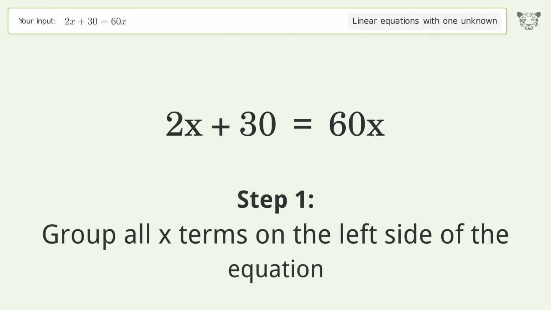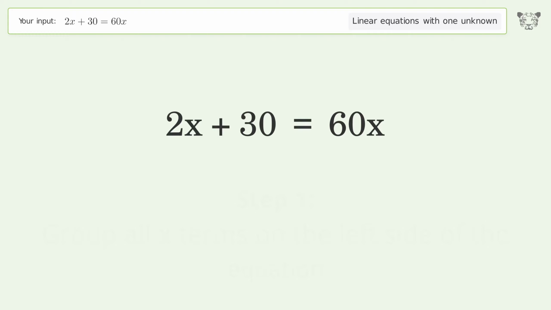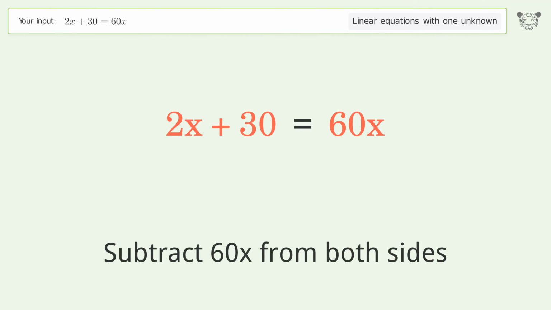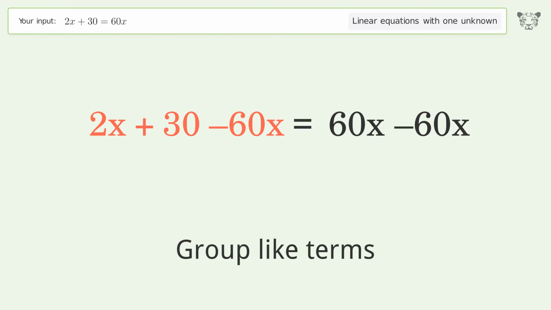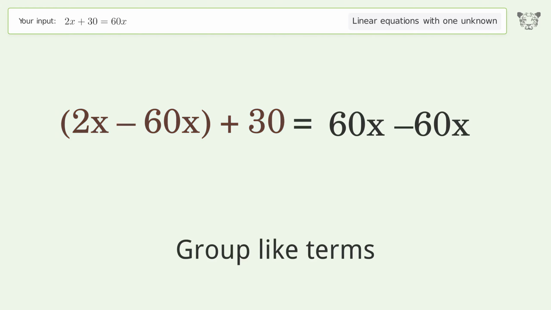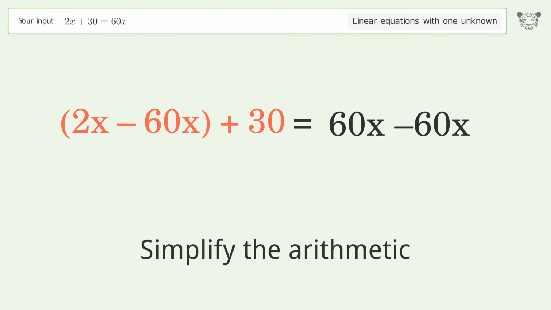Group all x terms on the left side of the equation. Subtract 60x from both sides. Group like terms. Simplify the arithmetic.